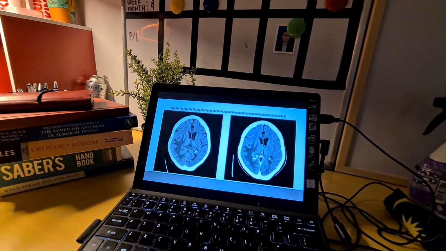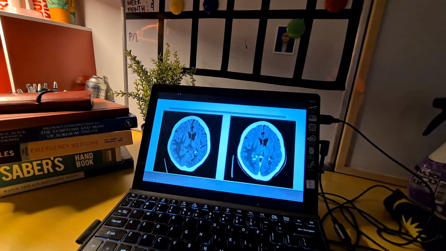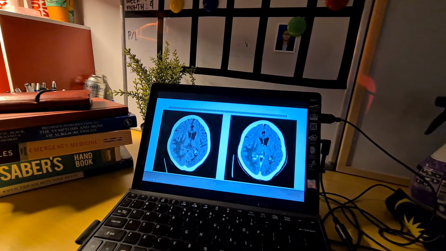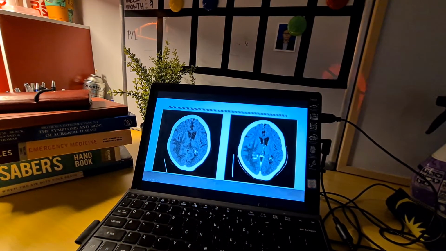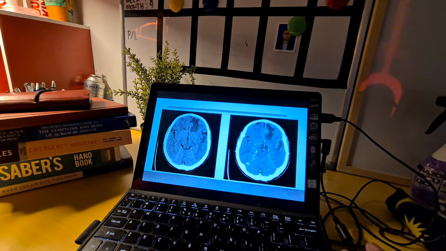Alright. So next, we can see the picture for the CT brain. There is a lesion here. Okay, it looks like a ring lesion there. Okay, so we can see around here.